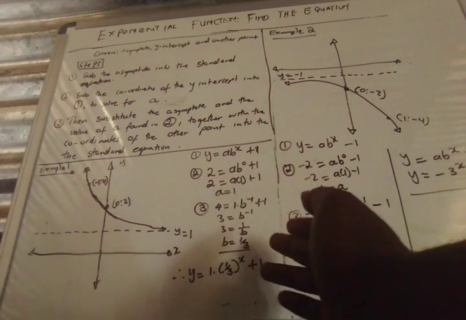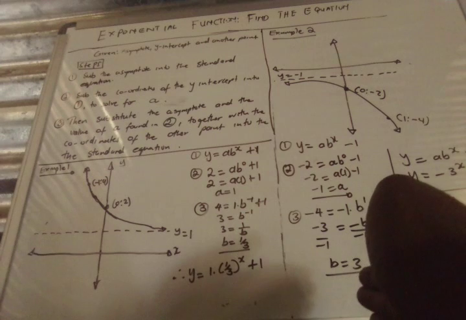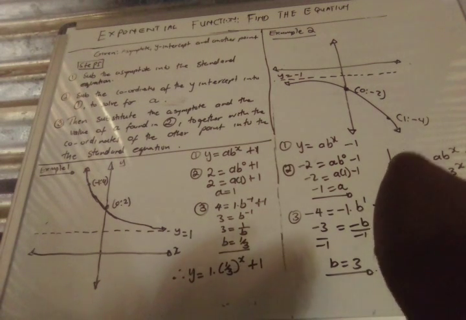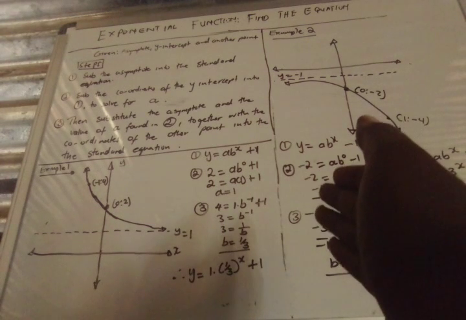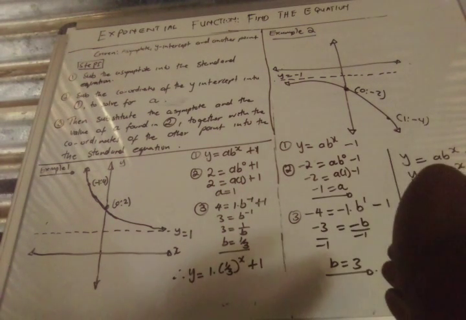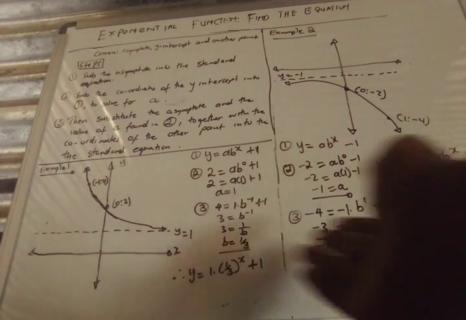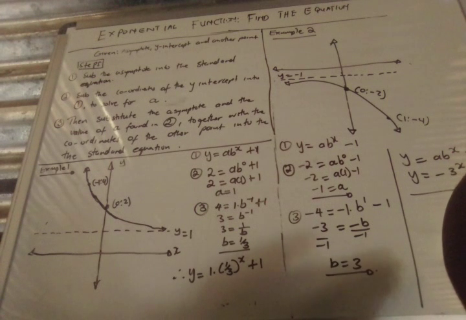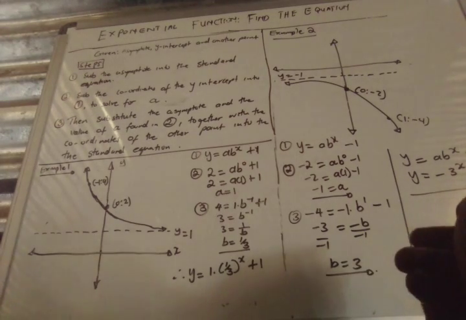After getting b, it means we have all the components of our equation of the exponential function. Now we can write the equation in full as y equals 1 times 1 over 3 to the power x plus 1. But in most cases you don't really have to write the 1. You can just write y equals 1 over 3 to the power x plus 1. That is acceptable.